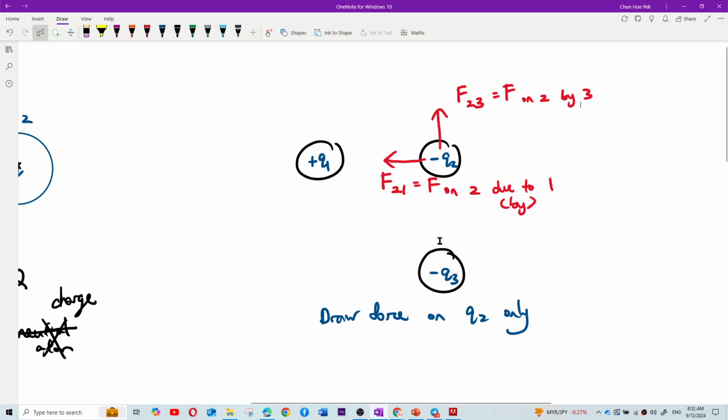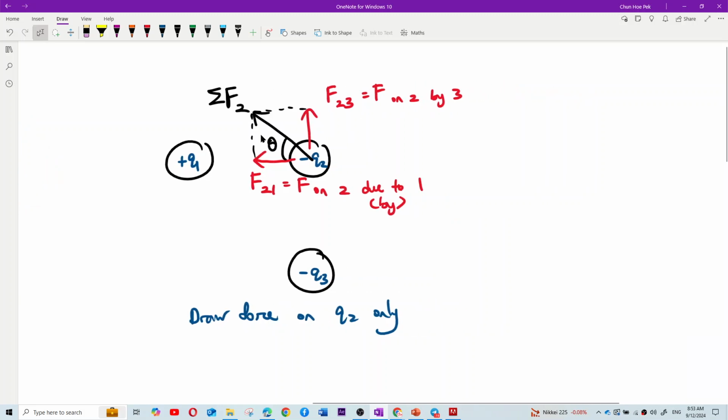And repulsive force. So how to find the resultant force on Q2? This is the resultant force, the resultant force on charge 2. We need to have direction some more. You have to find angle theta, everything. So Pythagoras theorem. You have to find F21, F23, and then these two combine, you get the resultant force. So how to find it? We need to use a formula.